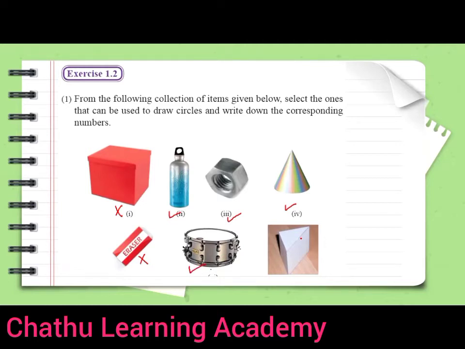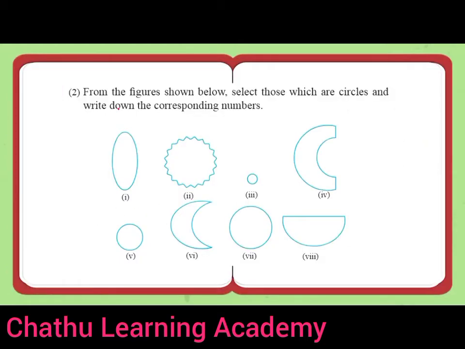This is the last one. There's a prism. Here there's no circular shape. So we can't use this object to draw circles. Second question. Here you have to select which are circles. Look at this first shape. It's not a circle. It's an oval shape.